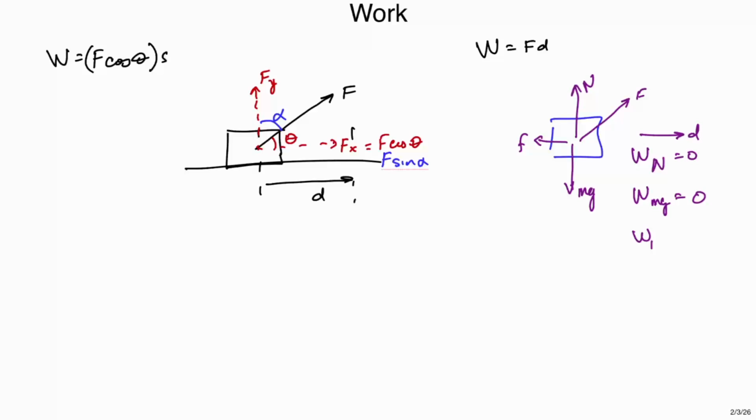The work due to the force is force cosine theta times s. Now, I like d for distance. S is an old-timey way of doing a generic distance. Your book uses s. I should probably be more consistent about that. And then what would the work due to friction be?